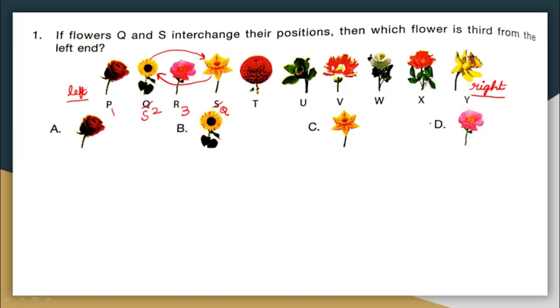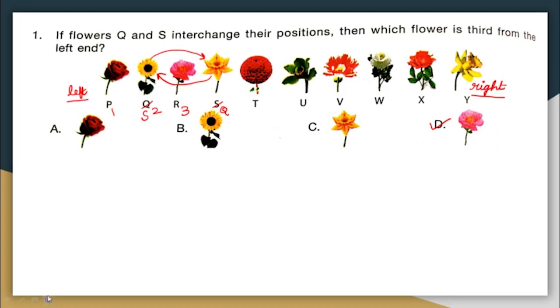So what has happened is, even though this Q and S have interchanged their position, the third flower from the left still remains the same. Now if the question was which is the second flower from the left, then you can say yes, now the second flower from the left is S. Earlier it was Q, but now S has come in that position. But here the question is which is the third flower from the left, which is still R. So your correct answer here is option D, R.